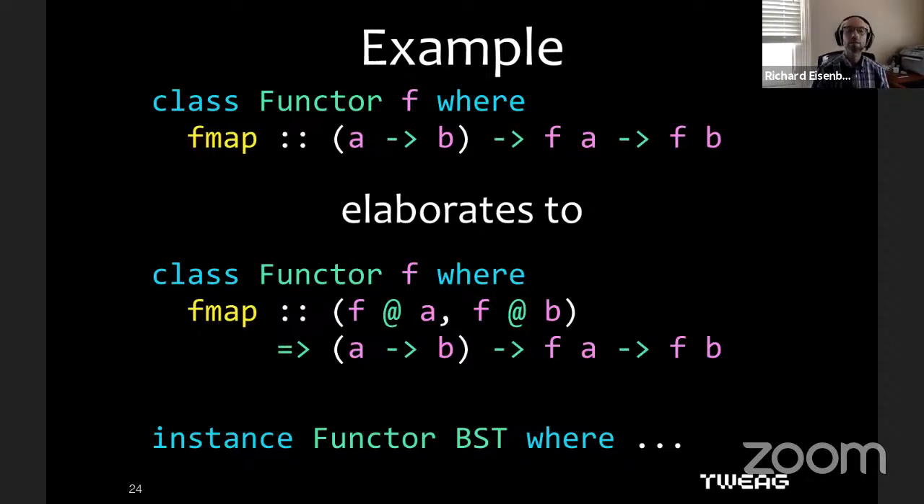And what this means is that my instance for Functor BST would now be allowed, because these extra constraints would be Ord of A and Ord of B if F were BST. And that's exactly what we need to be able to write a Functor instance over a binary search tree. So this would now be accepted.